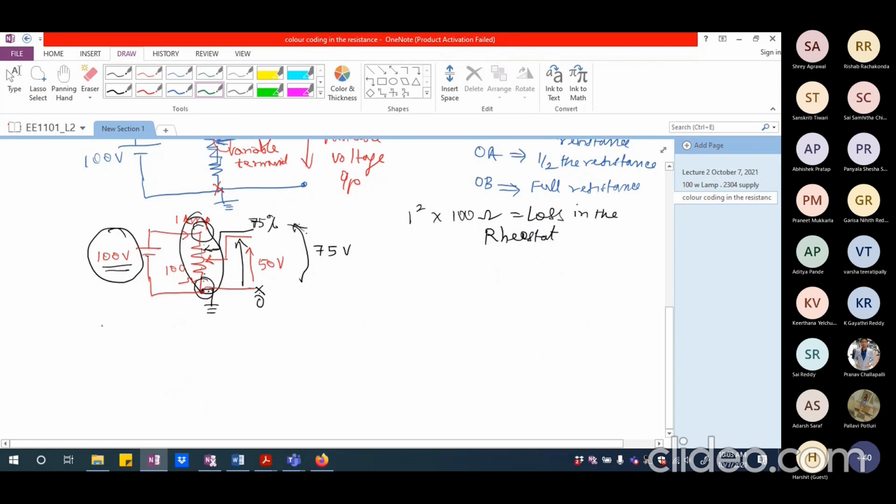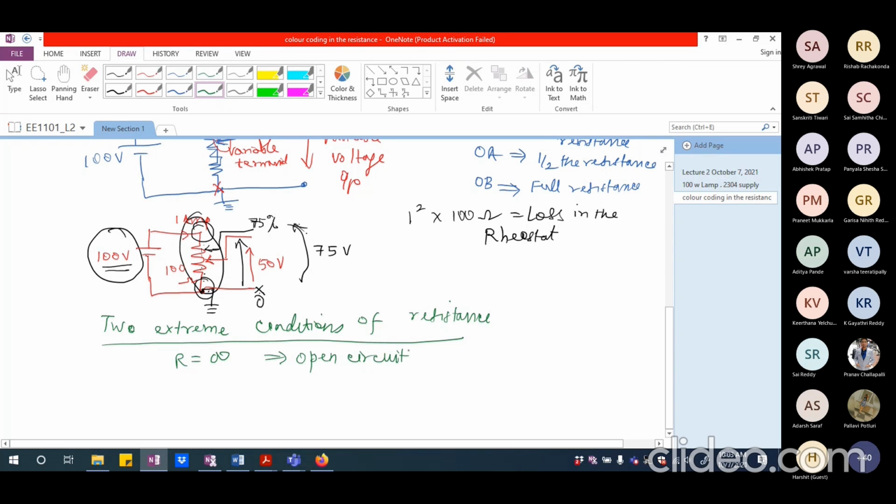Last but not the least, there are two extreme conditions of resistance. Just 1 second. Let me finish this, then we will talk again. Okay. So the two extreme conditions of resistance, I'm sure you must have heard of this. When you have the resistance almost equal to infinity, we call this an open circuit.